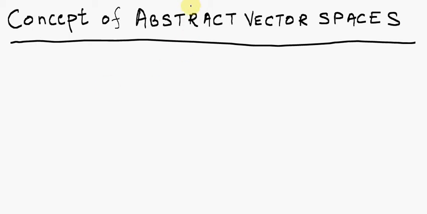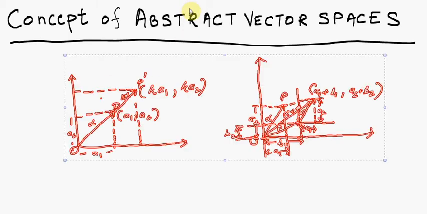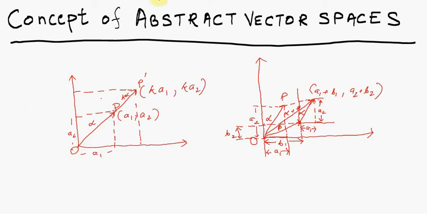So consider the following diagram. A vector alpha can be represented by an arrow drawn here, and you also know that this vector alpha is completely characterized by just two numbers, a1 and a2, where a1 is the x component of vector alpha, and a2 is the y component of the vector alpha.